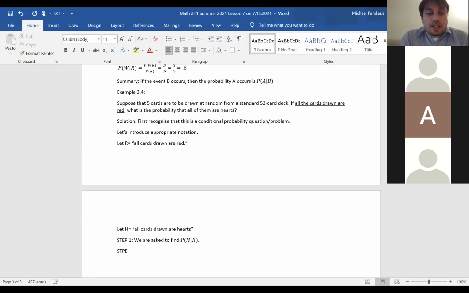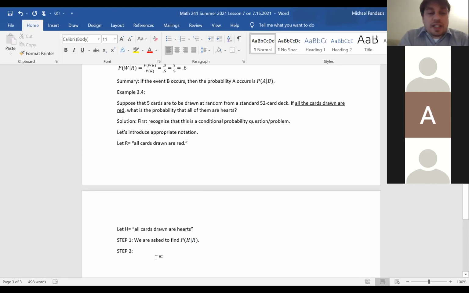Okay, so step one is just recognizing that, right? We are asked to find the probability of H given R. R is the assumed event that all the cards drawn are red. The probability we want to find is the probability that all of them are hearts, and so H goes here. Assumed or given is R, and the event we want to find the probability of with that assumption is H. Okay, using our notation here.